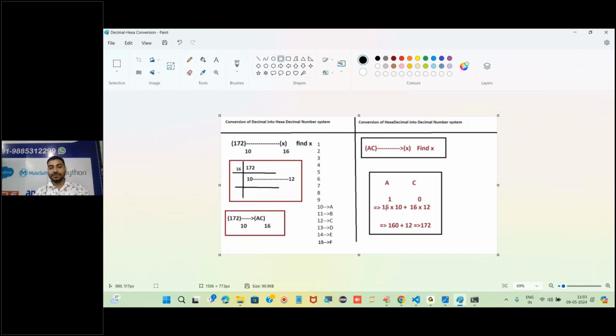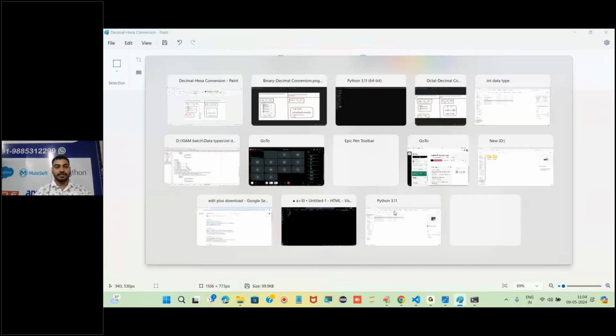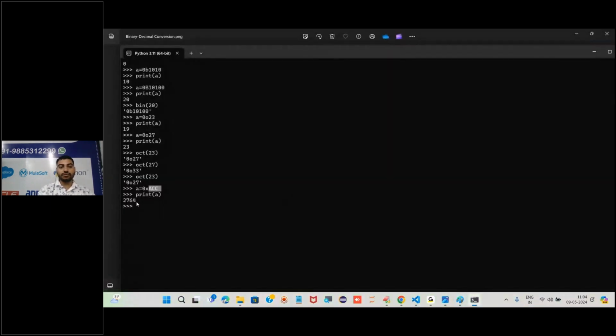Okay, fine. So 16 power multiplied with 10, 16 multiplied with 12. To get the ACC decimal value, what should I write? 16 power of 0 multiply with 12 plus 16 power of 1 multiply with 12 plus 16 power of 2 multiply with 10. Then what value do we get here? If you see, we are getting 2764. Are you getting it?